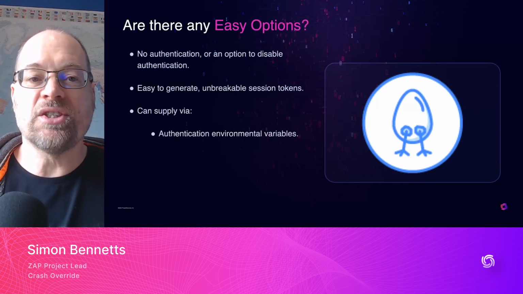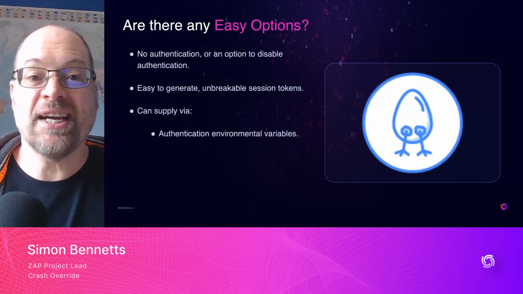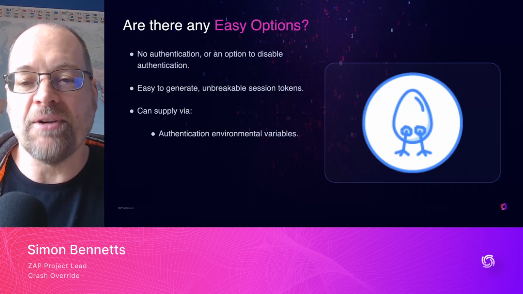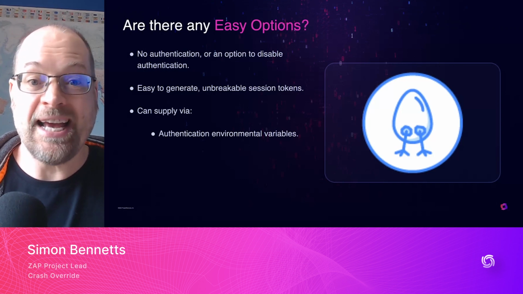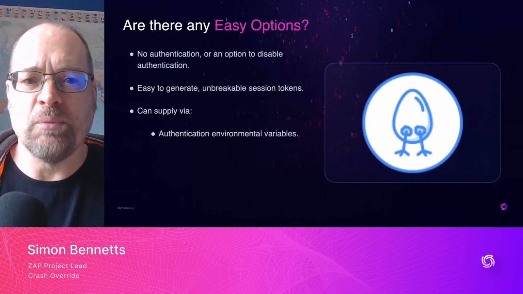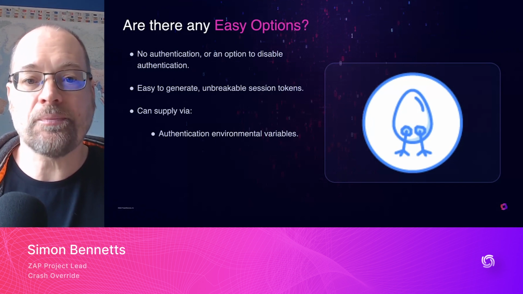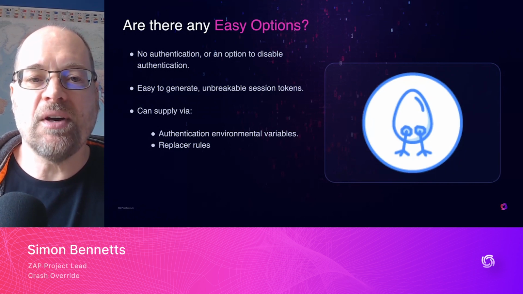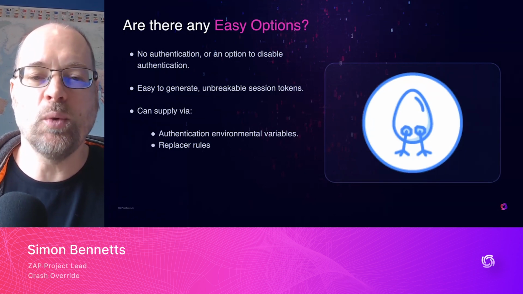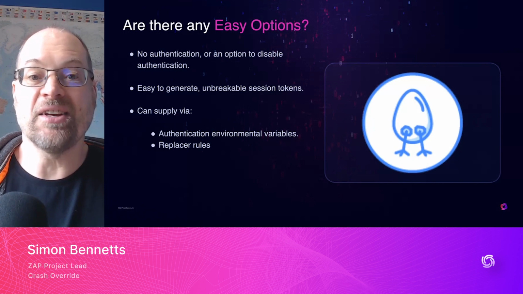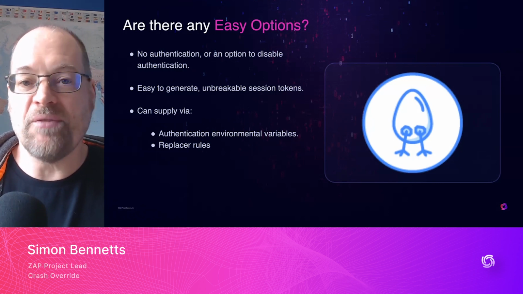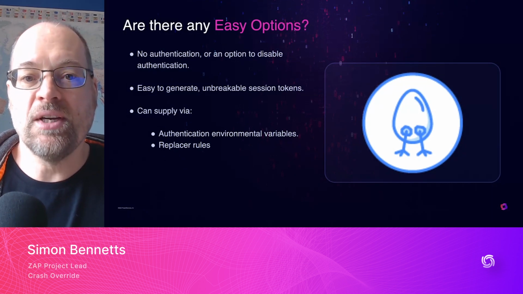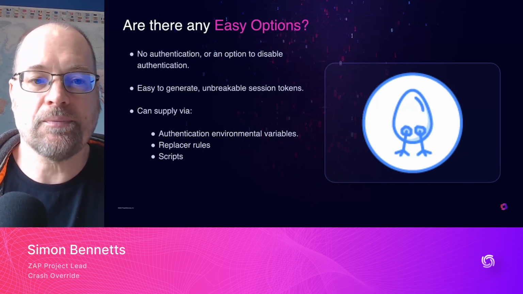And there's different ways you can supply them. So we support authentication environmental variables. These are great because there's very little configuration, but they only support one header, one value, which you can constrain to particular sites. So very simple, but it's limited. We also have a replacer within ZAP. So there's a tool which allows you to replace anything with anything else. And these replacer rules are really powerful. So an ideal way of specifying session tokens.